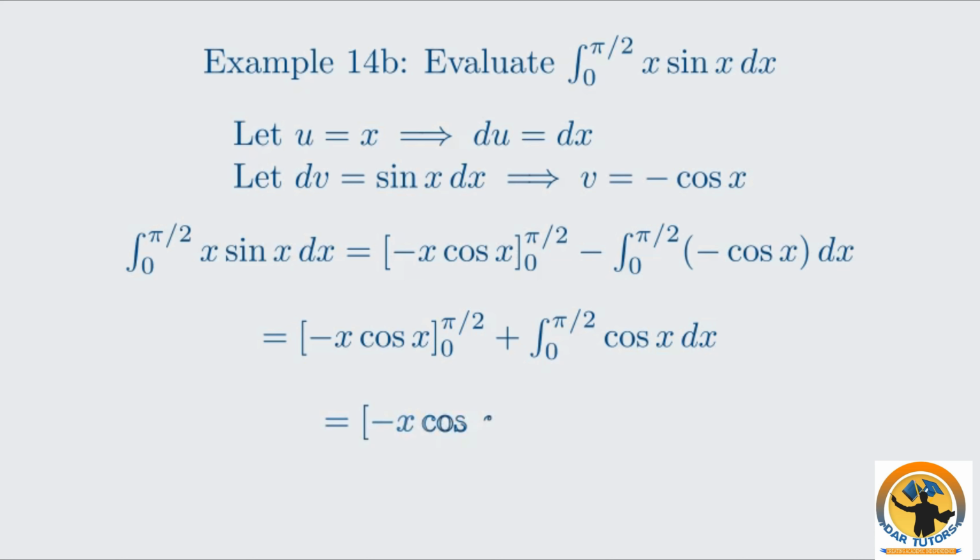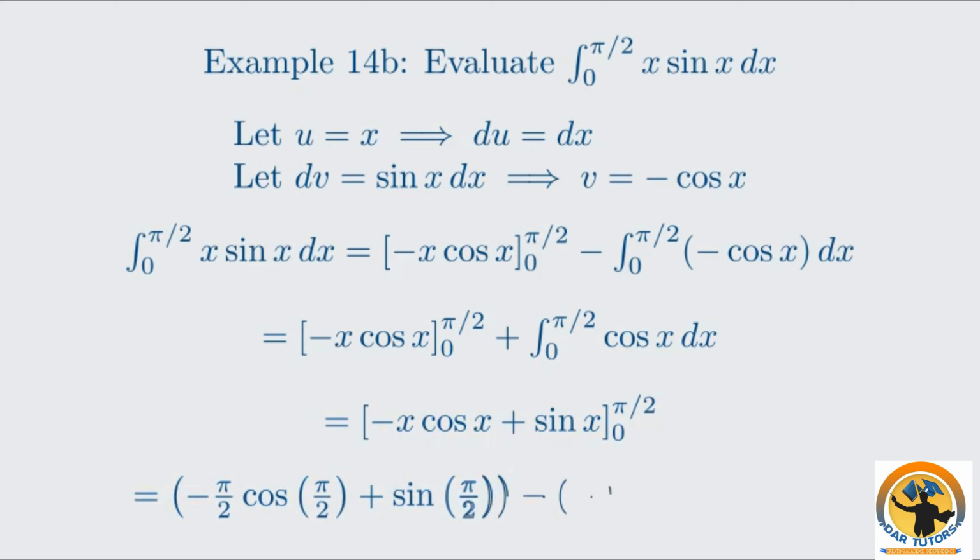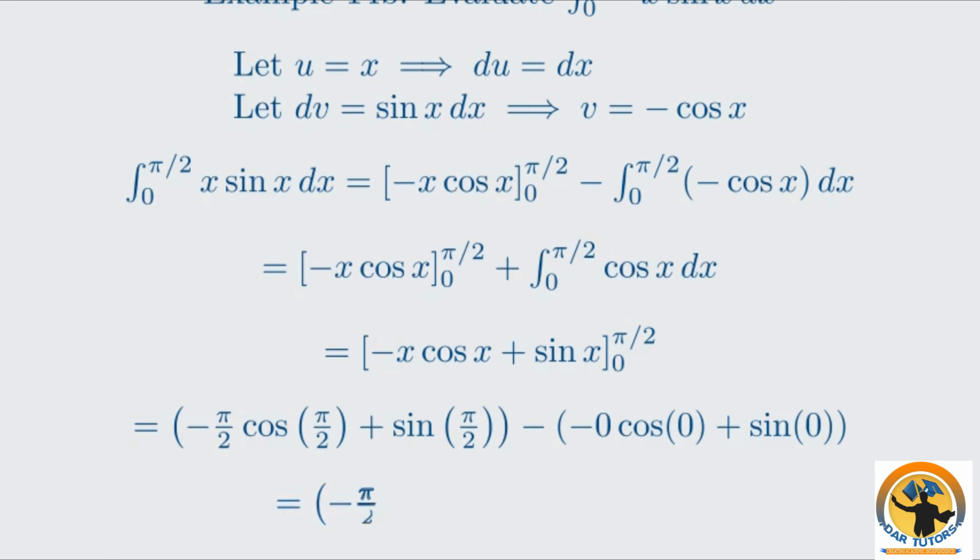Now we evaluate this from 0 to pi over 2. Substituting pi over 2, we get negative pi over 2 times cos of pi over 2, plus sin of pi over 2. Substituting 0, we get 0. Since cos of pi over 2 is 0 and sin of pi over 2 is 1, the result is 1. The value of the integral is 1.